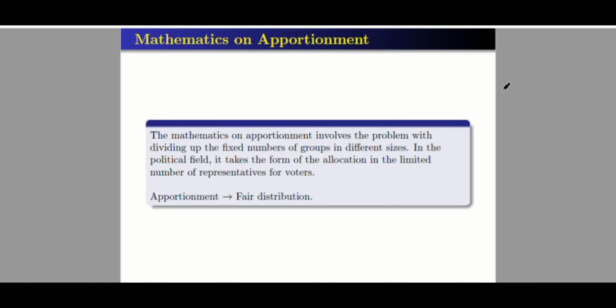The mathematics of apportionment involves the problem of dividing up a fixed number of things among groups of different sizes. In the political field, it takes the form of allocating a limited number of representatives to voters. The main objective of apportionment is to have a fair distribution.